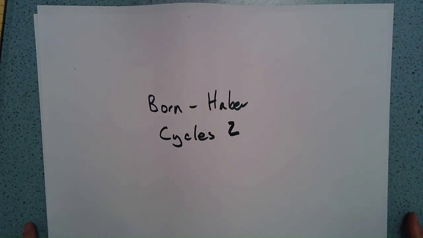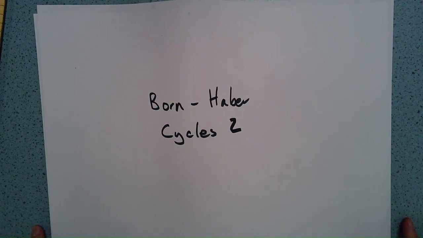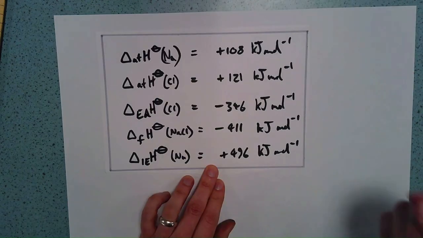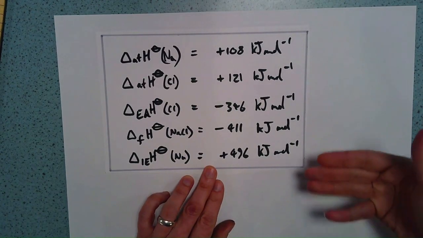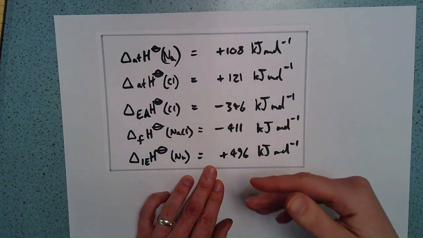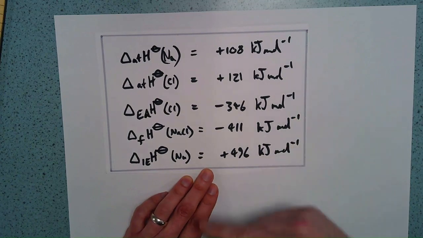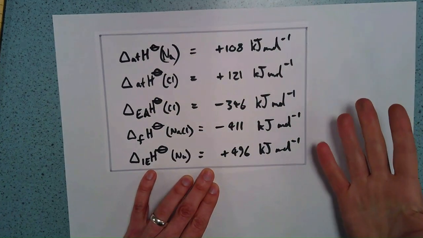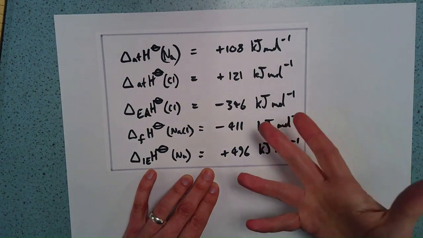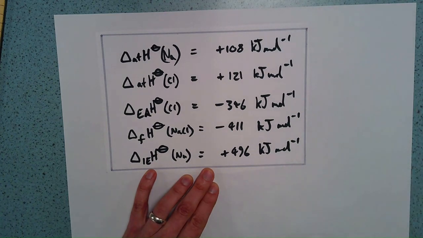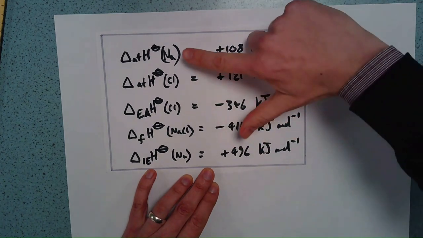Today we're going to look at Born-Haber cycles, and I'm going to show you how to use calculations to work out a lattice enthalpy. Quite often an exam question will give you a table of data, such as this one, and ask you to calculate an unknown value. In this case, using a Born-Haber cycle, if we put all of this data in, we can calculate a lattice enthalpy. So the question might ask, calculate the lattice enthalpy of sodium chloride.